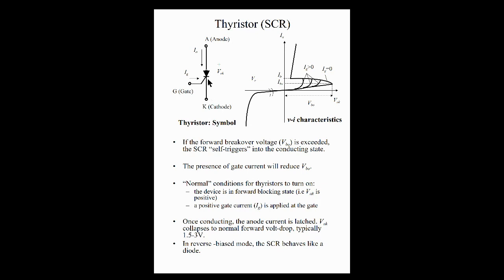So natural commutation is as if when we connect, for example, an AC, it moves between the positive cycle and negative cycle, right? So when inside the positive cycle, if it is on, as soon as it goes to the negative cycle, it's going to naturally drop the current flow between the anode and the cathode, forcing the device to go into the off state.